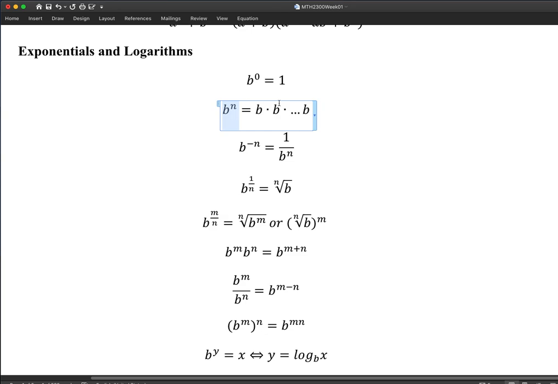And don't forget there is a special case. In mathematics we do consider raising to the power of 0. B to the power of 0 is simply 1.